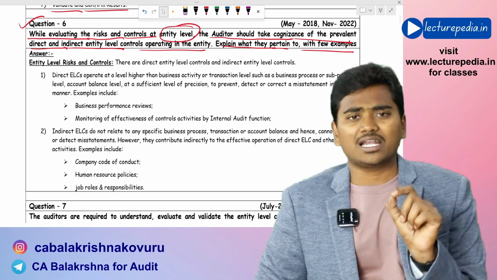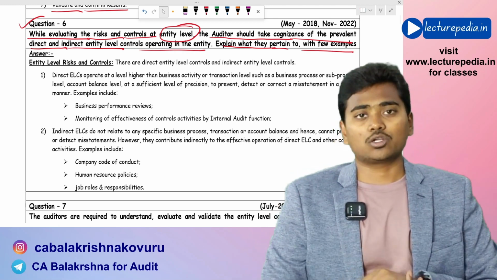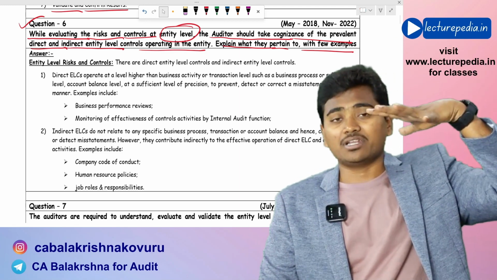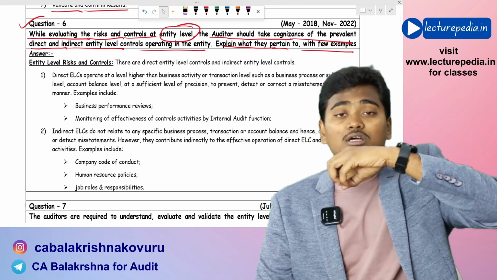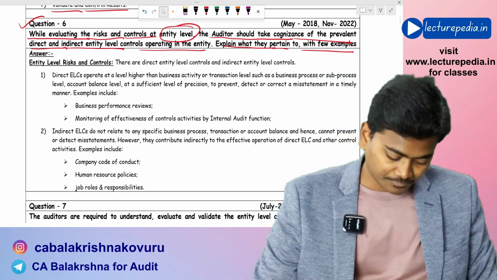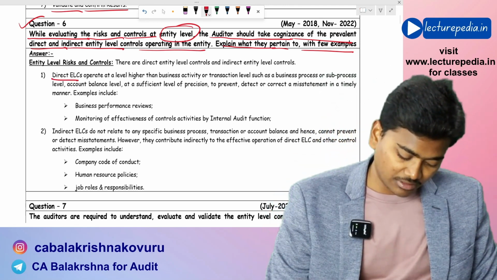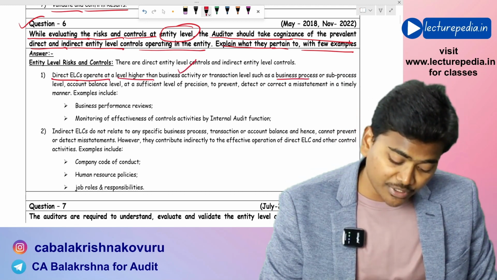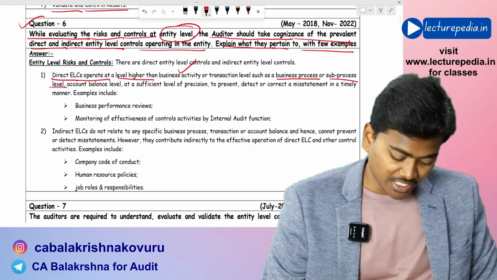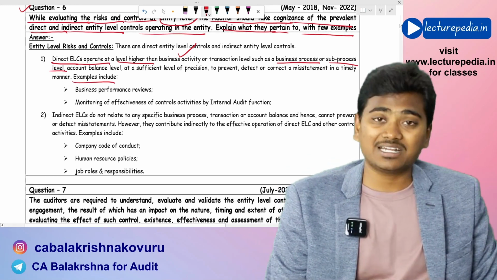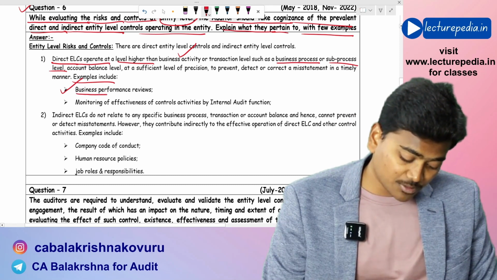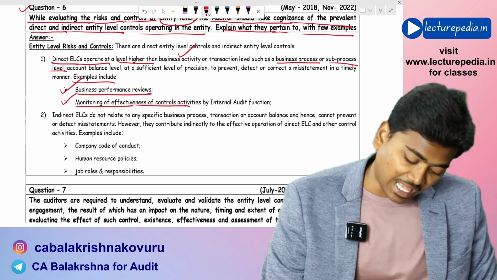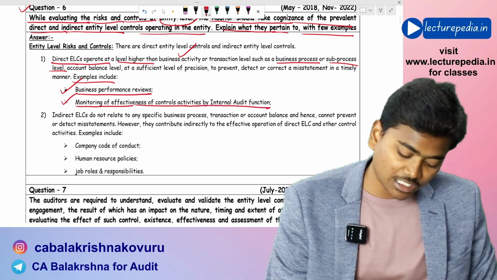First of all, what are direct entity level controls? Direct entity level controls operate at a broader level like business process level or business sub process level. See, direct entity level controls operate at a level higher than business activity, such as business process or sub process level. Some examples of direct entity level controls are business performance reviews and monitoring of effectiveness of control activities by internal audit functions.